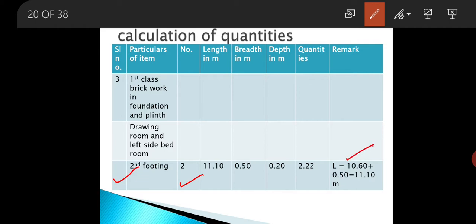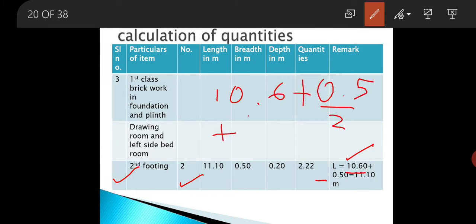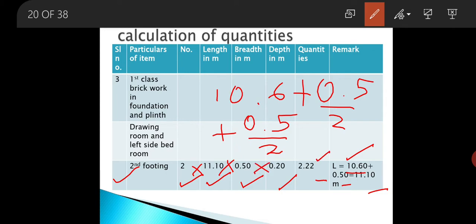So length will be center to center length 10.6, with that add half of the width of second footing on both the sides, that means 10.6 plus 0.5 by 2 plus 0.5 by 2, that means 0.5, which is equal to 11.10. Width is 0.5, thickness is 0.2. Then by multiplying these 4 we will get the quantity as 2.22 cubic meter.